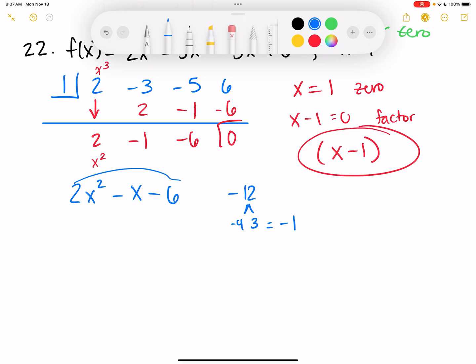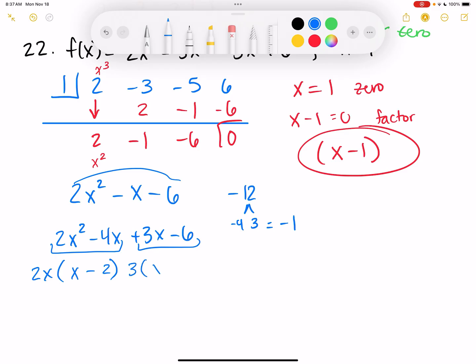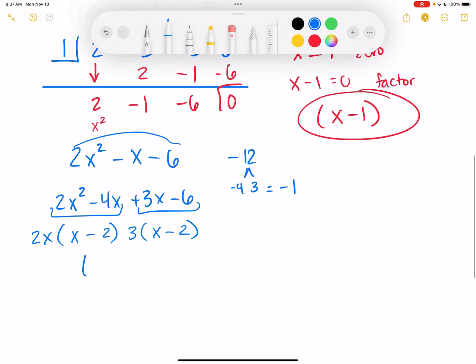So 2x squared minus 4x plus 3x minus 6. Factor by grouping. What can I take out of this first one? 2x, and that leaves me with x minus 2. What can I take out of the second one? That leaves me with x minus 2. These match, so I have 2x plus 3 times x minus 2.